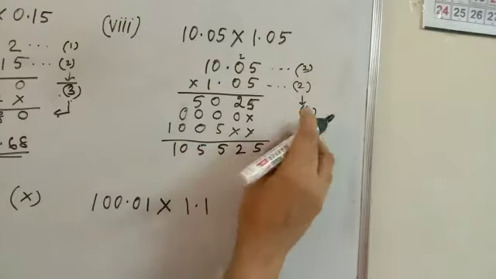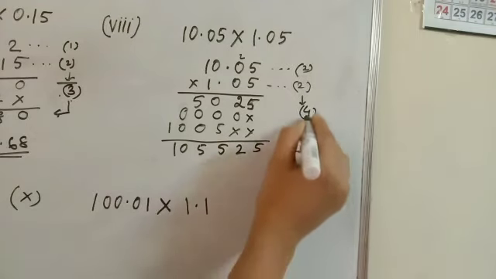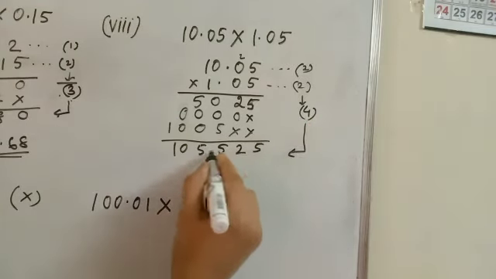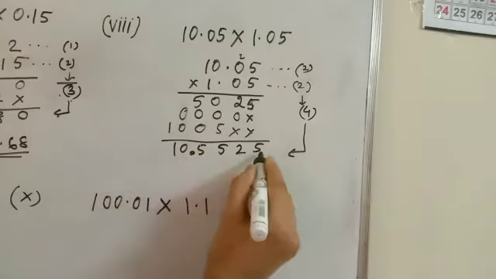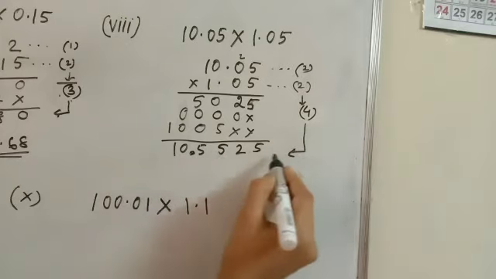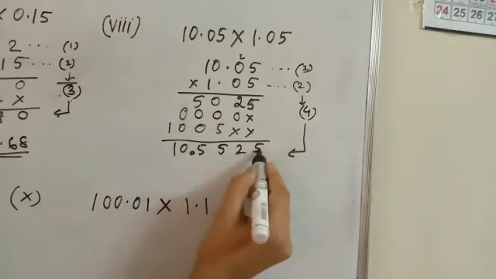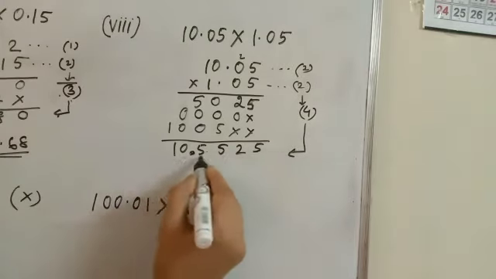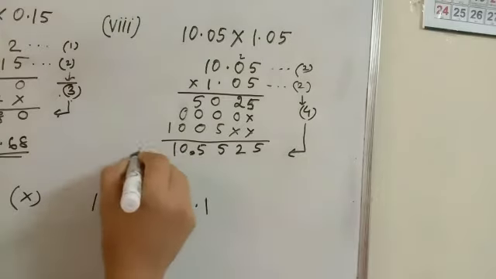Now how many places of decimal do you need to put now? 4 places of decimal. 1, 2, 3, 4. So 10 point, after the decimal it will come 4 places from the right side. 1, 2, 3, 4. 10.5525. This is the answer.